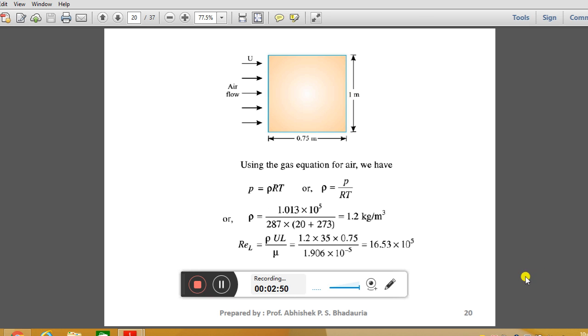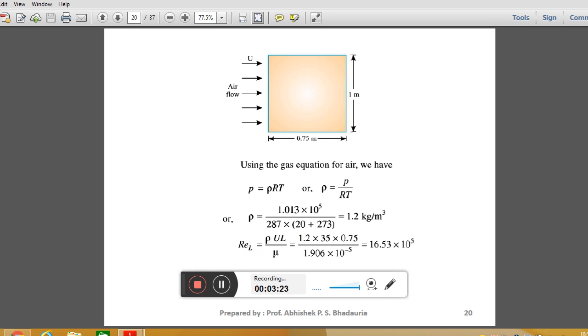So Reynolds number is rho UL by mu. Air is flowing along 0.75 meter, so 0.75 meter is the characteristic dimension. So the air is flowing along 0.75 meters. So this length is the characteristic dimension. So the Reynolds number will be equal to rho UL by mu, or I can say UL by nu.